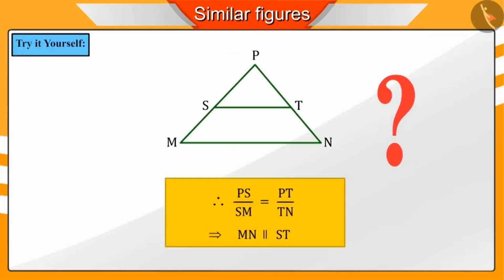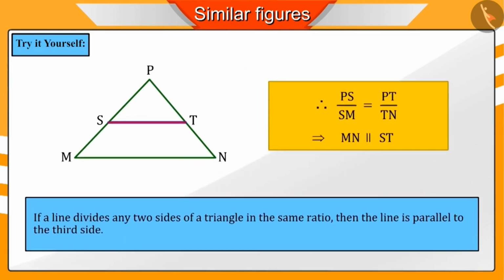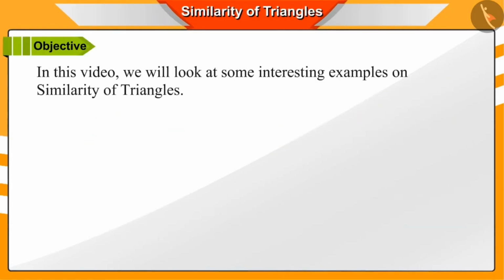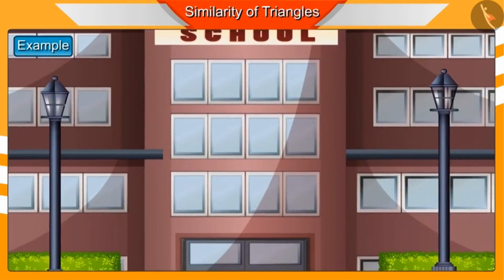Can you test the converse of this theorem? Will this also be true? If a line divides any two sides of the triangle in the same ratio, then this line is parallel to the third side of the triangle. Theorem. Today, we will look at some interesting examples based on it.